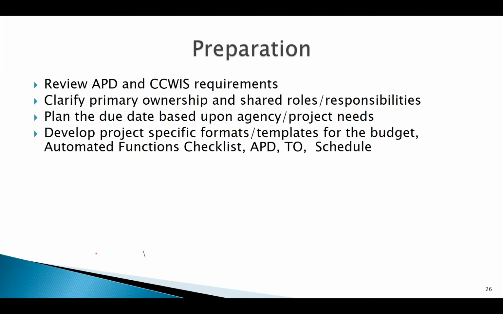We're going to talk a little bit more further in this presentation about formats and templates, but obviously, think through, to the extent that you can on your project, what kind of format and template makes sense to you. We don't offer a standard template, but we do give feedback to states when they are putting together their own templates. So the most obvious places maybe to start is maybe your automated function checklist that Nicole talked about, maybe your table of organization or your schedule or your budget, or even just the body of your APD. Next slide, please.